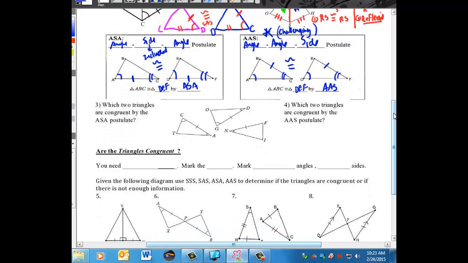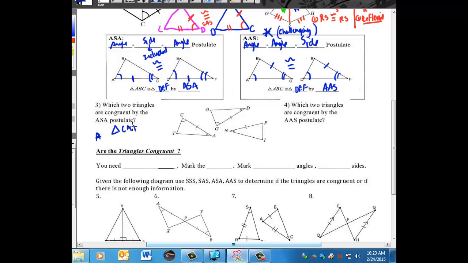Alright, next, which two triangles are congruent by the angle, side, angle postulate? Well, here we have angle, side, angle, and angle, side, angle. This is just side, angle. This is nothing. So let's start off with triangle CAT.